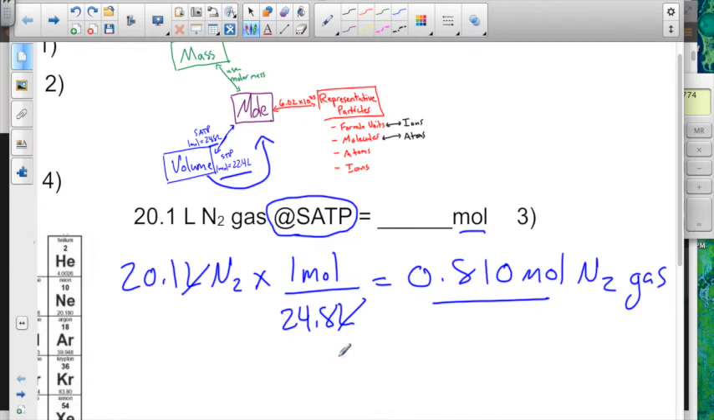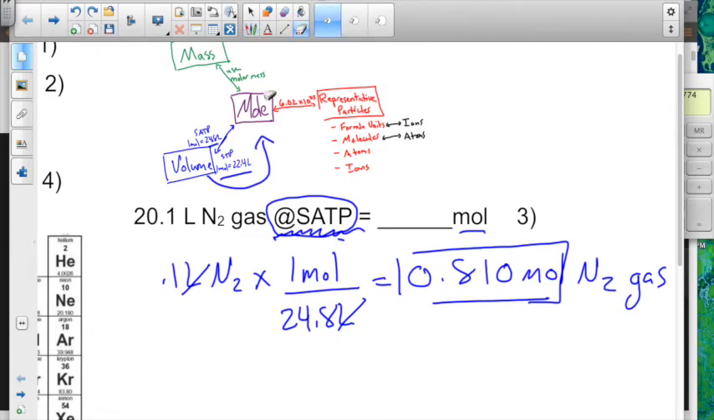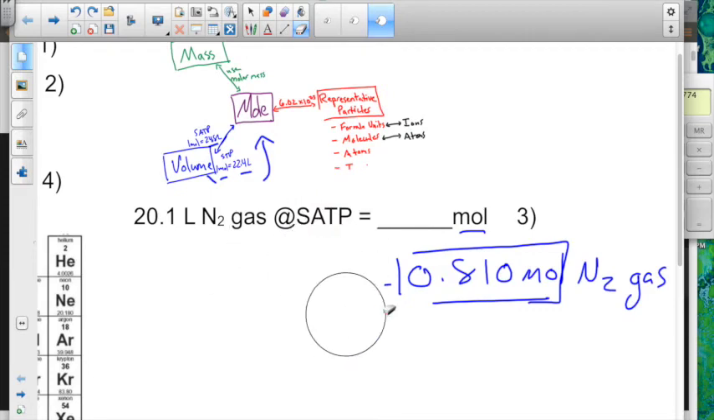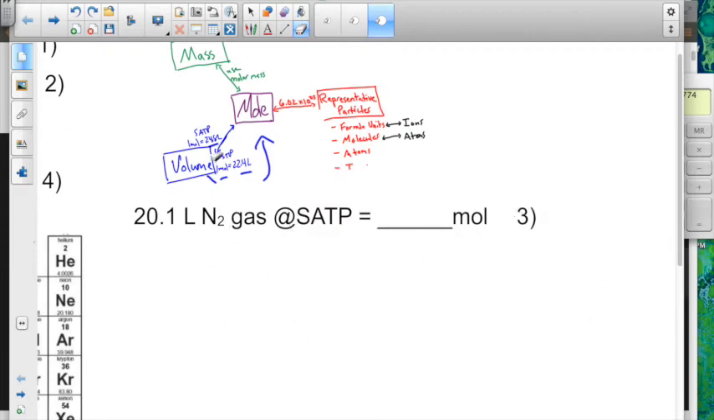Okay, so these ones look a little bit more intimidating because you have something like a variable you don't know much about here. But in reality, it's the easiest conversion because it's either SATP is equal to 24.8 liters, or STP is equal to 22.4 liters. Okay, so this is our final answer here. All right, so like I said before, you can pause right now if you wish to write this down, or I can just talk you through me erasing it.